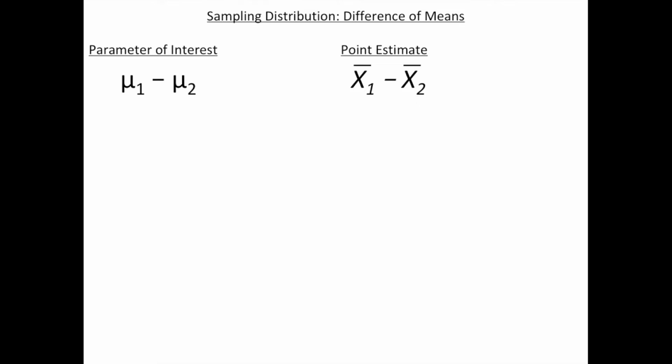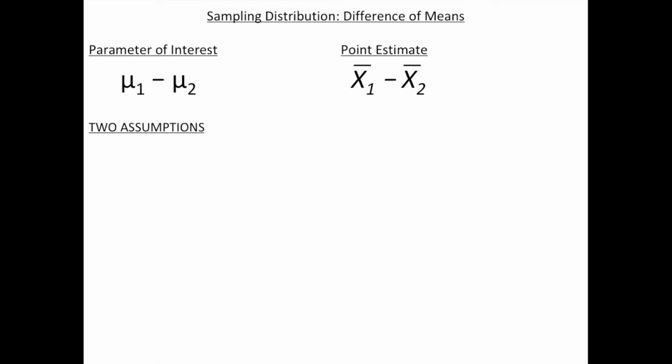This video covers sampling distributions for the difference between means and how that affects probability problems. And so the parameter of interest in these problems is mu1 minus mu2, and we estimate this parameter using the point estimate x bar 1 minus x bar 2. Don't forget you always need to check your assumptions.